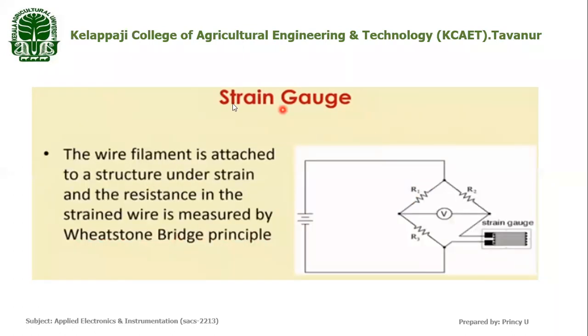Okay, so it's a circuit. Actually, the strain gauge is a passive material. It cannot give an output as an electrical voltage. So we have to connect that strain gauge as an arm of a Wheatstone bridge.